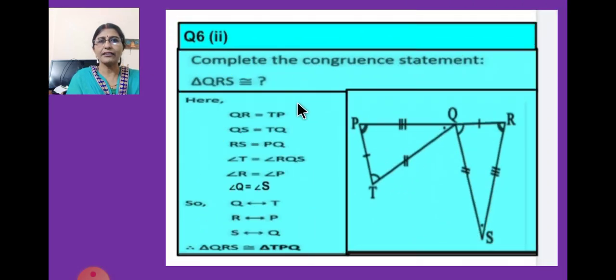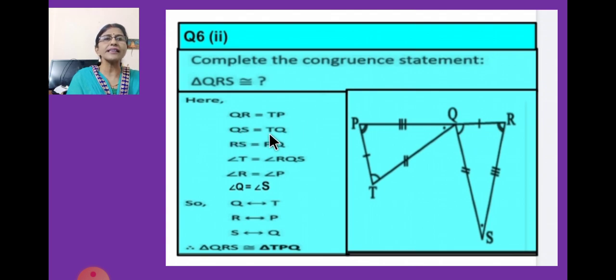Now the second part of the same question, complete the congruence statement. Triangle QRS is congruent to question mark. So this we have to fill. Now again same method, we will first see the figure and write what is given in this figure. So it is given QR is equal to TP. You can see here QR, this is the side which is equal to TP. TP is this one. So QR is equal to TP.